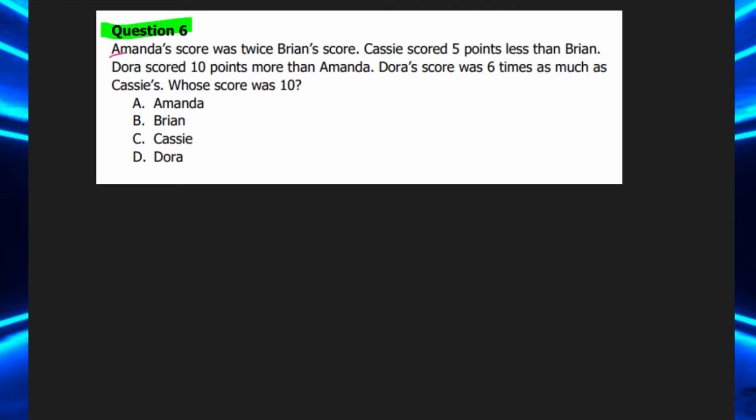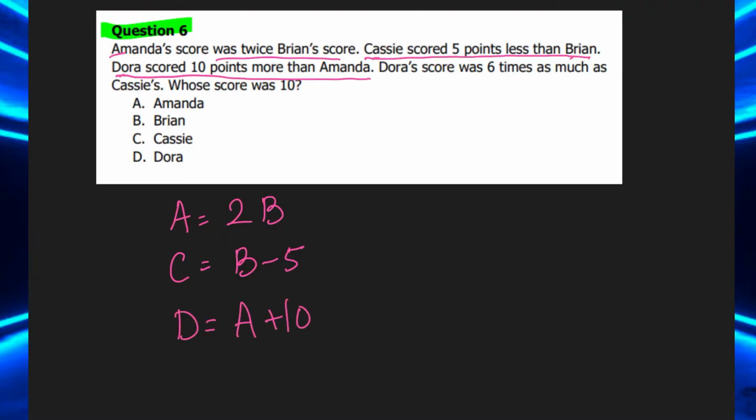So let's refer to Amanda, Brian, Cassie, and Dora by A, B, C, D to make our life and work easier. So Amanda's score was twice Brian's score, so A equals 2B. Then Cassie scored 5 points less than Brian, so C equals B take away 5. Dora scored 10 points more than Amanda, so D equals A plus 10, and then Dora's score was 6 times as much as Cassie, so Dora's score is also 6 times C. So these are our equations from the question. Whose score was 10? Now let's work it out.